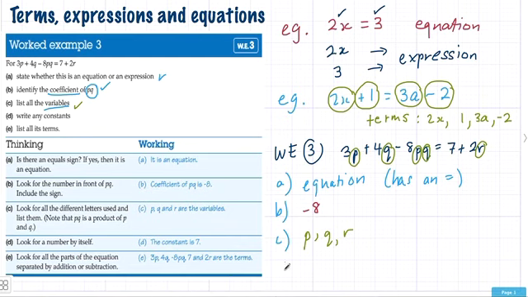The next part is D. It says write any constants. Now constants are the sad, lonely numbers that have no letters with them.